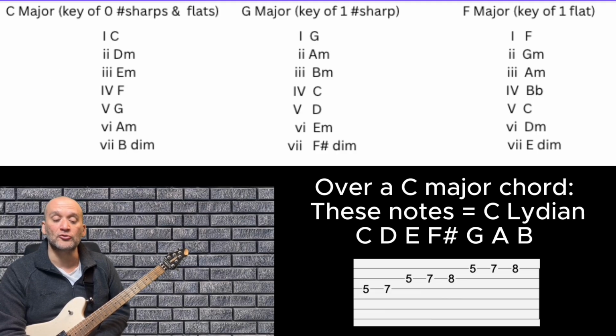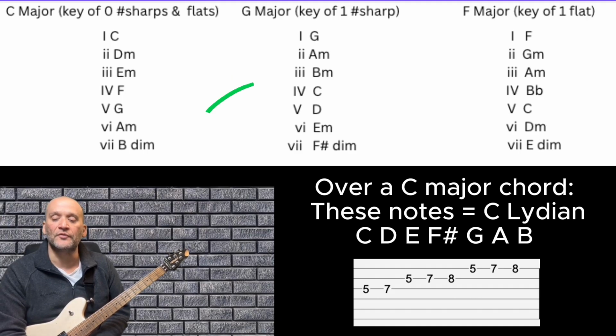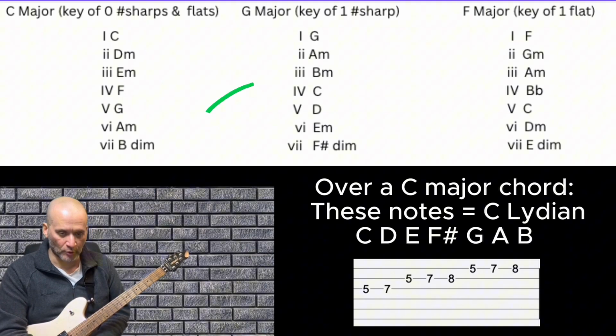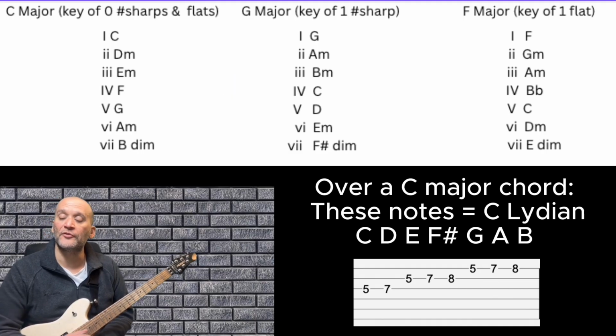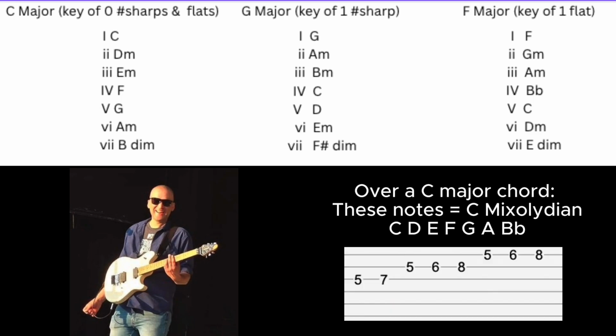Okay, over a C major chord, if you change one of those notes, so if you've got C, D, E, F sharp, G, A, B, we are treating the C chord as if it's coming out of the key of G, like it's the 4 chord. Okay? So that will give you a dreamy Lydian sound. Then we talked about playing the notes C, D, E, F, G, A, B flat over a C major chord. You are treating that C major chord as if it is the 5 chord of the key of F. So that is C Mixolydian.